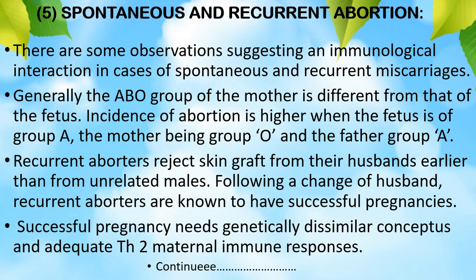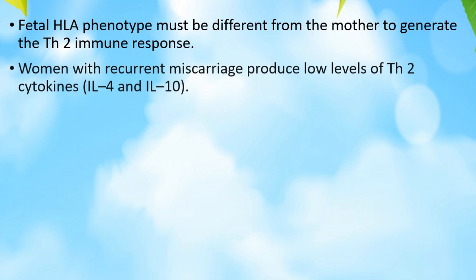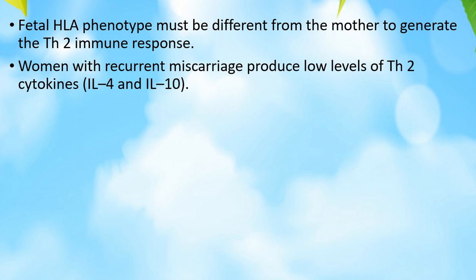Successful pregnancies generally involve dissimilar conceptuses and adequate T2 maternal immune responses. Fetal HLA phenotype must be different from the mother to generate the T2 immune response. Women with recurrent miscarriage produce low levels of T helper 2 cytokines. So, women with low levels of T2 cytokines have more chance of recurrent miscarriage.